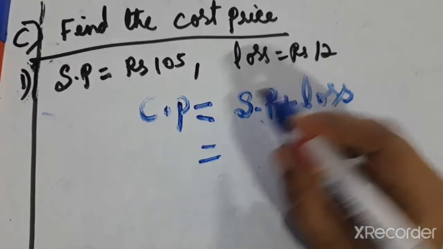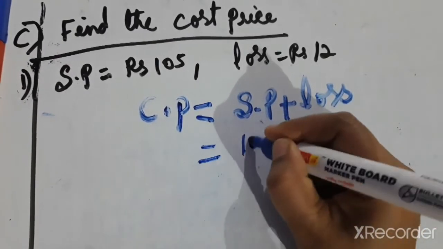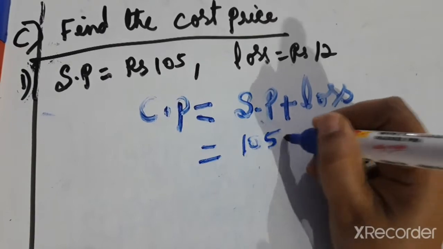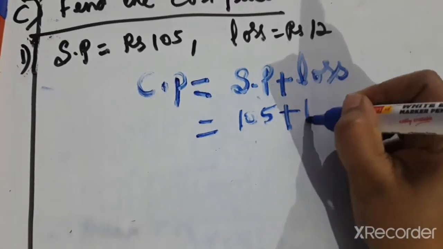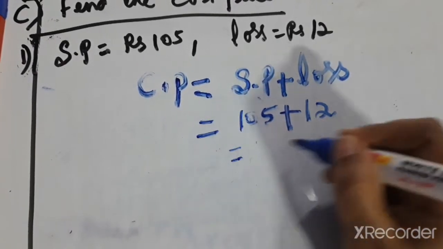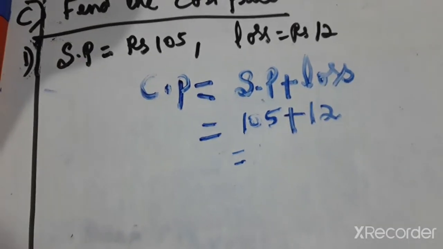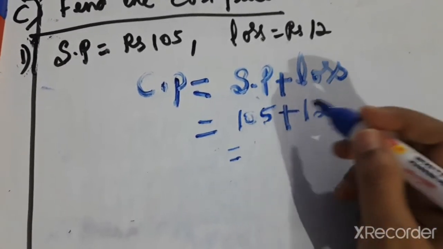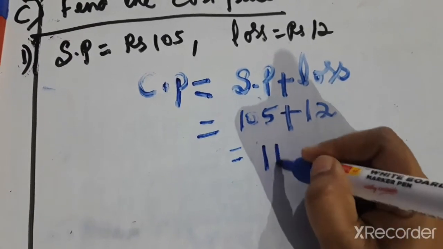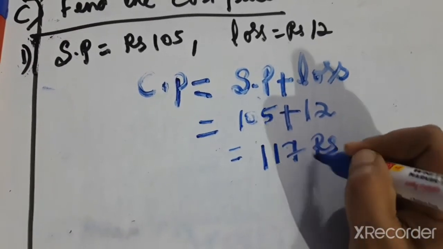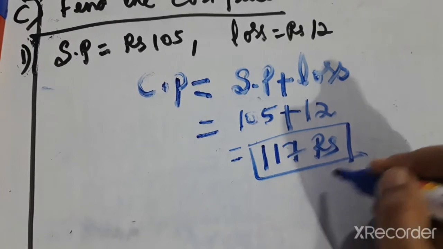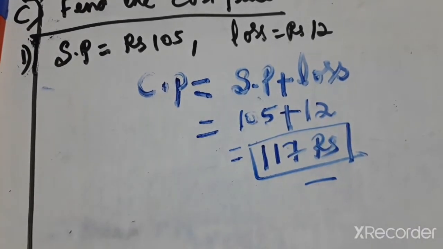So here selling price is 105, plus loss is 12. So 105 plus 12 we have to add. Answer is 105 plus 12, 117 rupees. This is the answer.